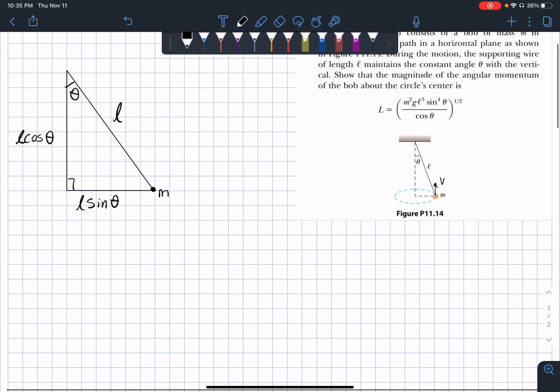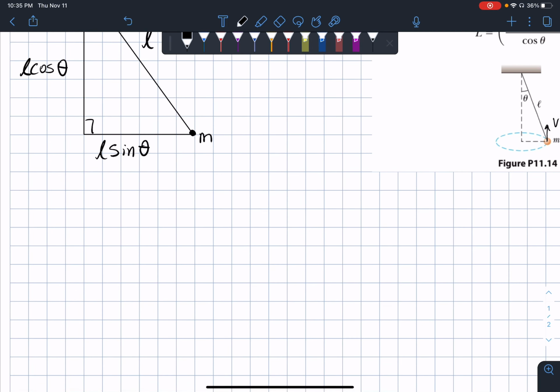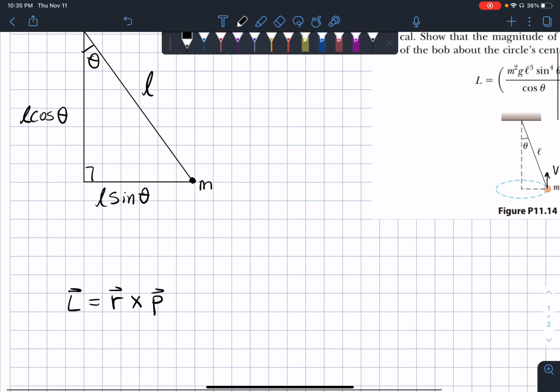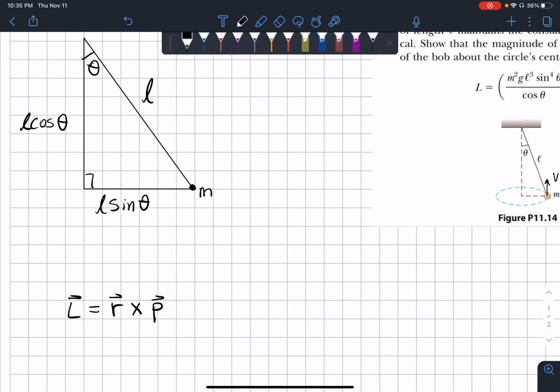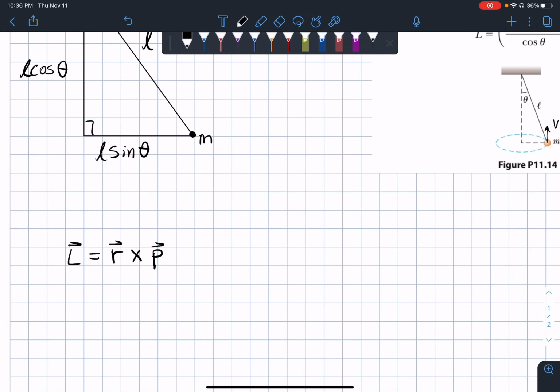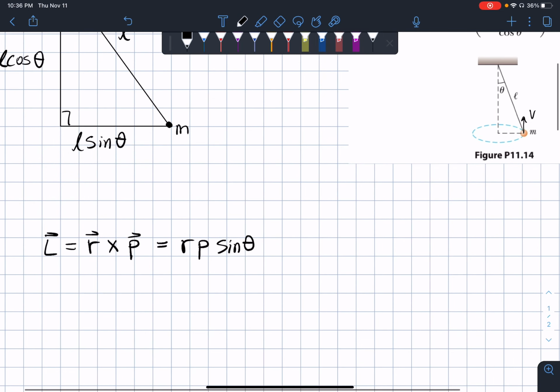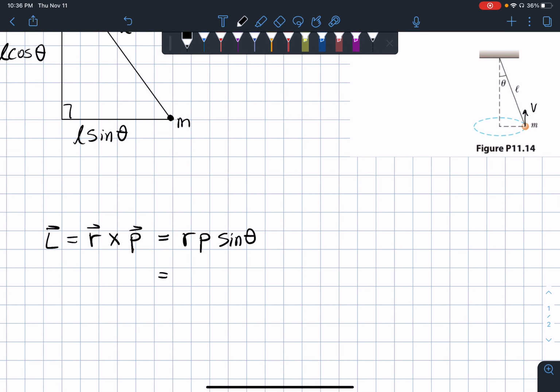First of all, the definition of angular momentum is L equals r cross p. So it's the position vector crossed with the momentum vector. The magnitude of this would just be r p: the magnitude of r, the magnitude of p, times the sine of theta. This is just the definition of the magnitude of a cross product, where p is just the momentum. So we could say r m v sine theta.